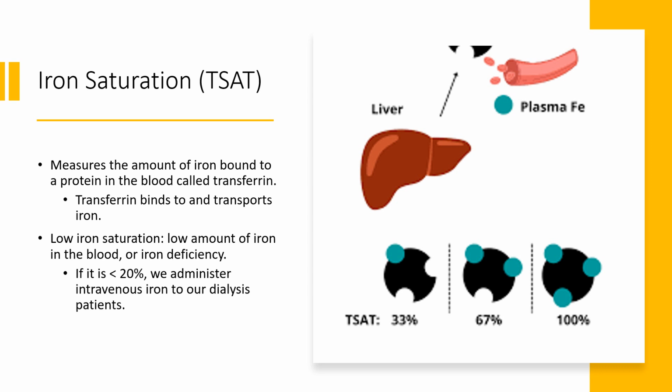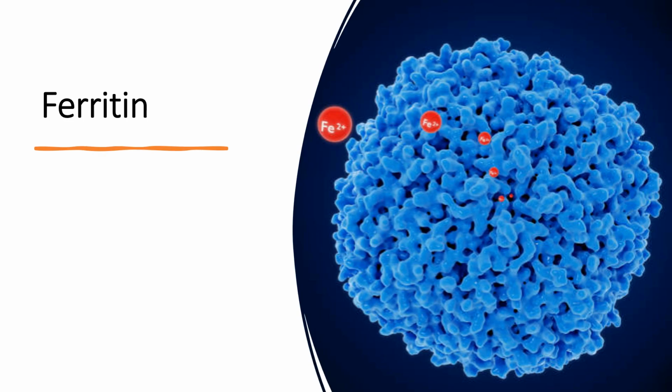If it's less than 20%, we administer intravenous iron to our dialysis patients. Turns out that dialysis patients need a lot of iron in order to make new red blood cells and respond to Mircera. Another important test for estimating iron stores is called ferritin. Ferritin is a protein in the blood which binds to iron and assists in its storage.